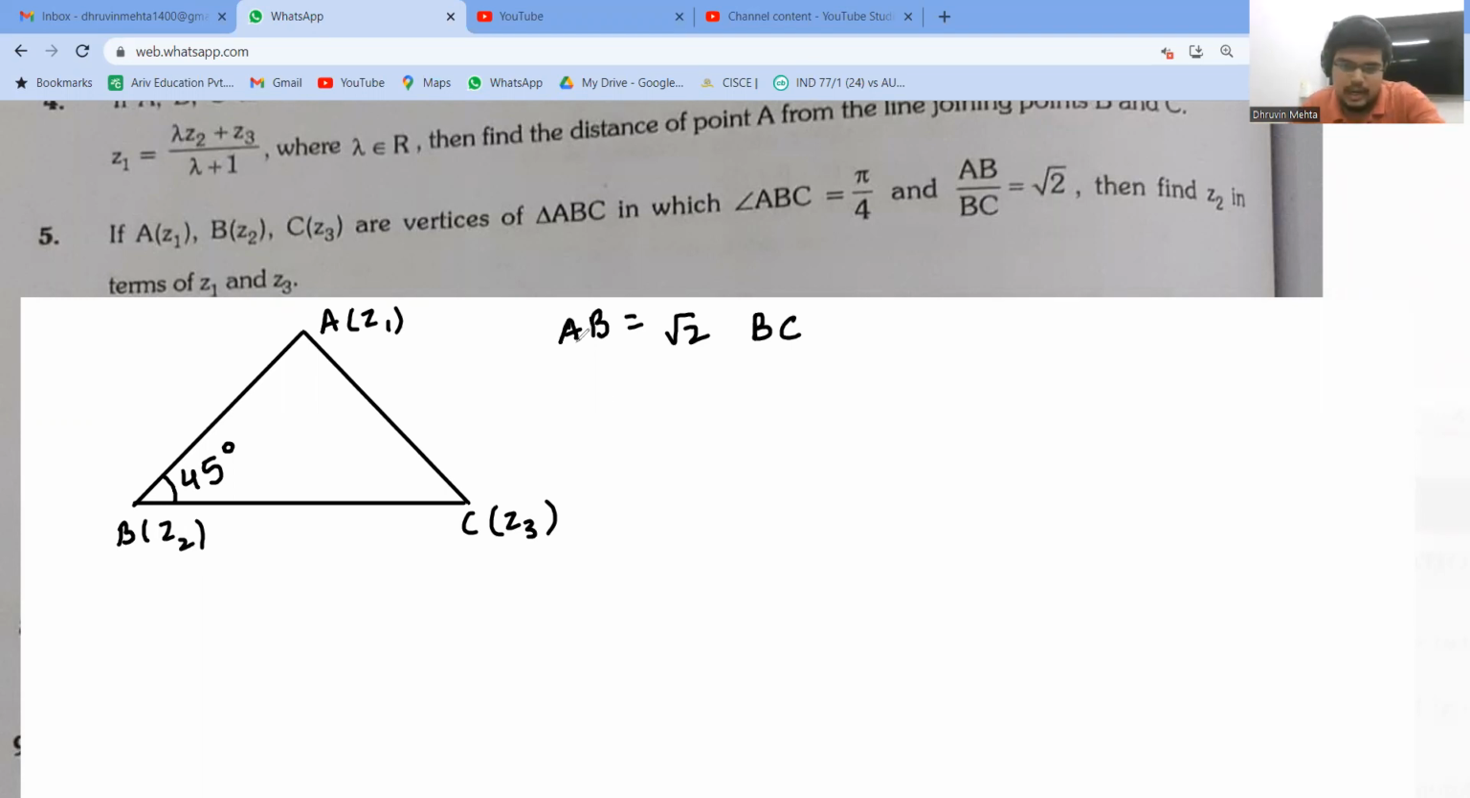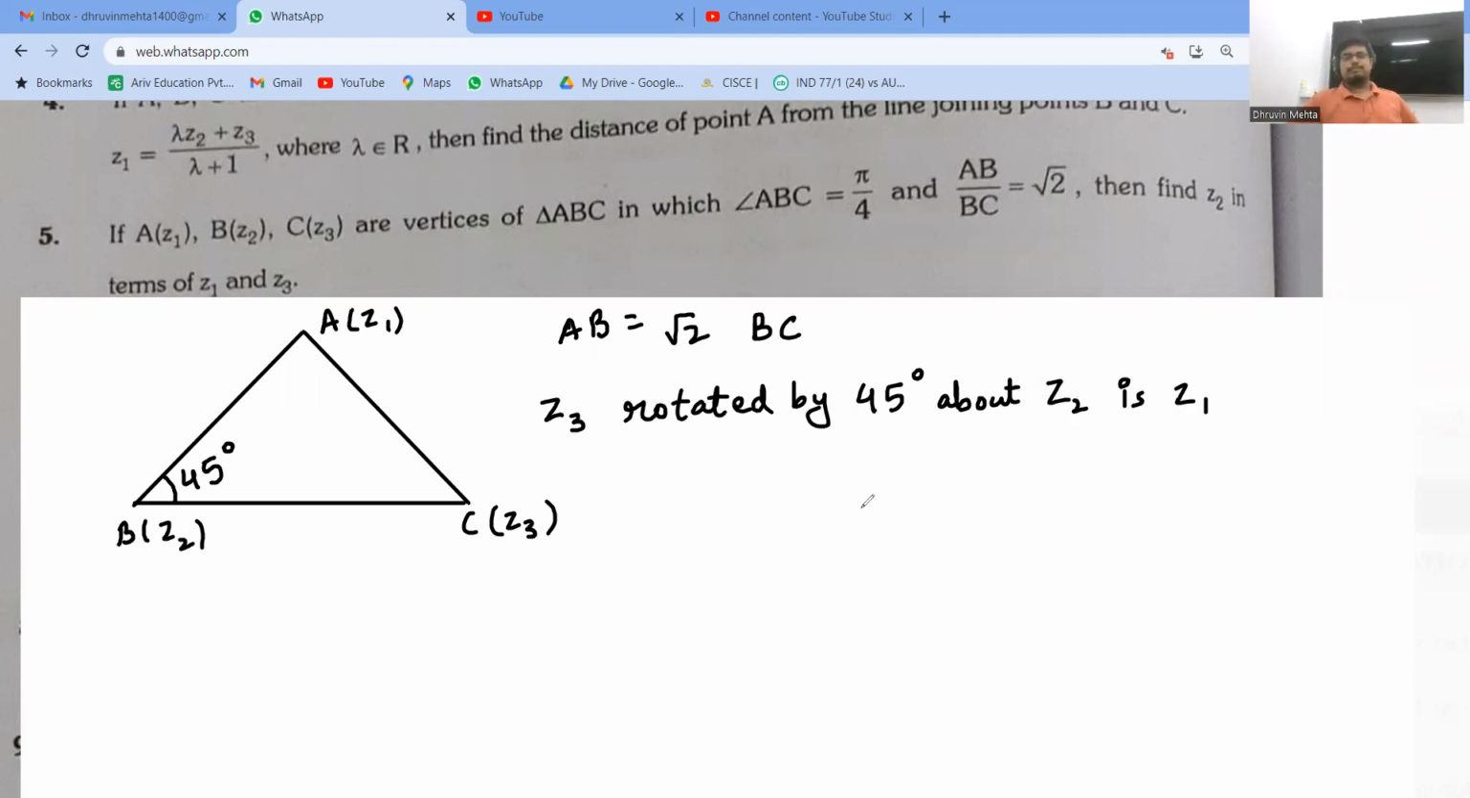Can we say, Arush, that Z3 rotated by 45 degrees about Z2 will be Z1. तो Z1 कैसे मिलेगा? Z1 में हमें वो रोटेशन का फॉर्मूला यूज करना पड़ेगा. Now this time rotation is about Z2, which means you will have to multiply first Z3 minus Z2 with e raised to i pi by 4.